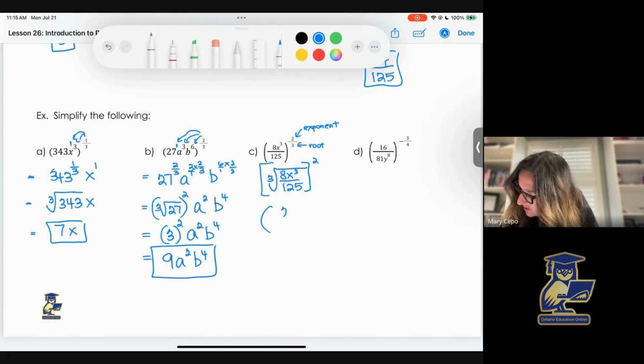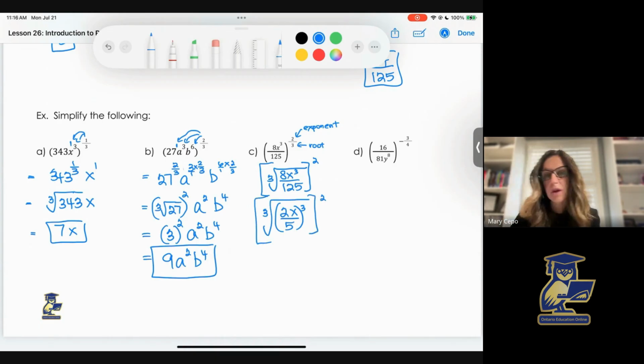So we're going to say 2x all over 5. That's all to the power of 3. Right? Because x to the power of 3, 2 to the power of 3 is 8, and 5 to the power of 3 is 125, and then we're going to say all to the power of 2. Okay, so by doing that, we've expressed the radicand as a base to the power of 3. 2 to the power of 3 is 8. X to the power of 3 is x cubed. 5 to the power of 3 is 125.